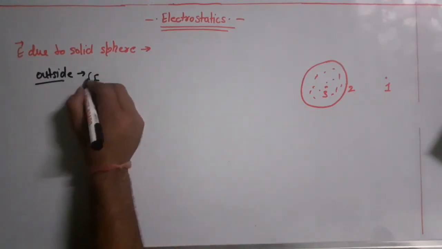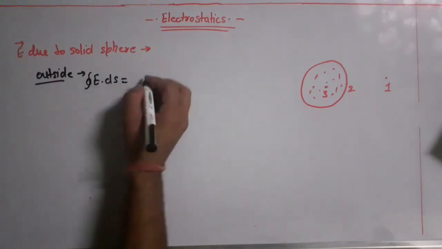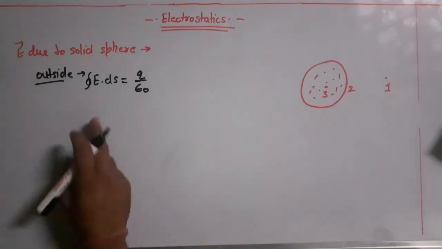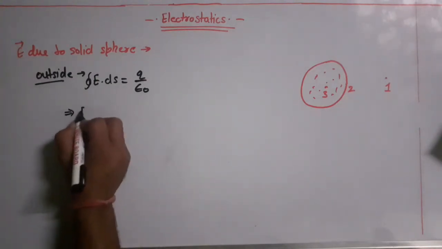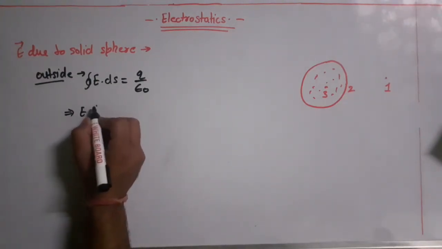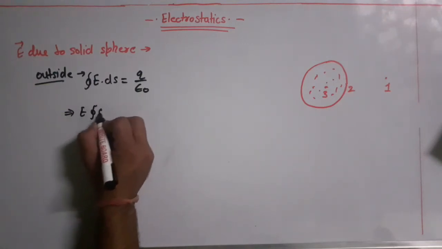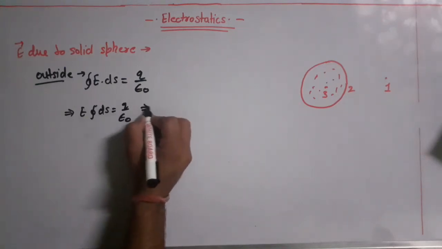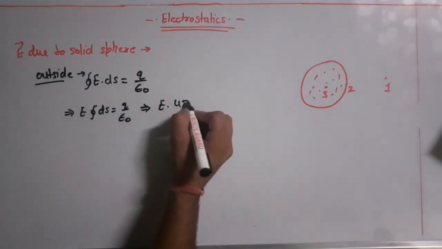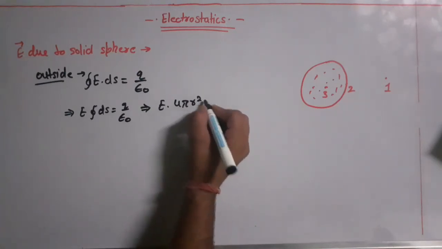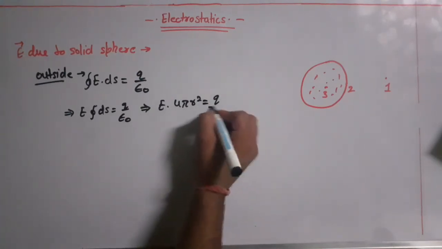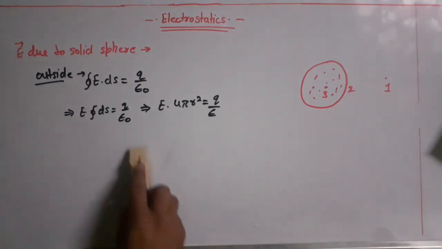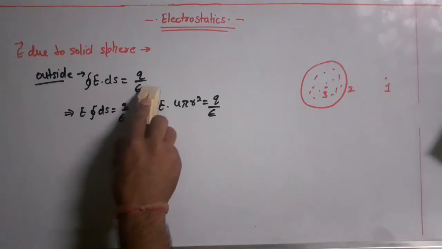We know that from Gauss law, E dot ds is always equal to q by epsilon naught. Let's put the value of ds and take E outside of the integration. What will we get? We will get E integration of ds is equal to q by epsilon naught, and the value of ds is 4 pi r square, equal to q by epsilon. Sorry, one second, you have to take epsilon, not epsilon naught.